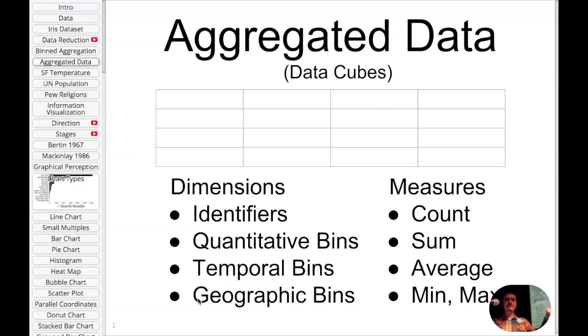But you also get these other kinds of columns after you aggregate, called measures. These are always quantitative, always numeric. They are the result of aggregation operators like count, sum, average, and min and max. So these are dimensions and measures. And the data sets that we're going to look at next are all aggregated, so they follow this kind of structure.